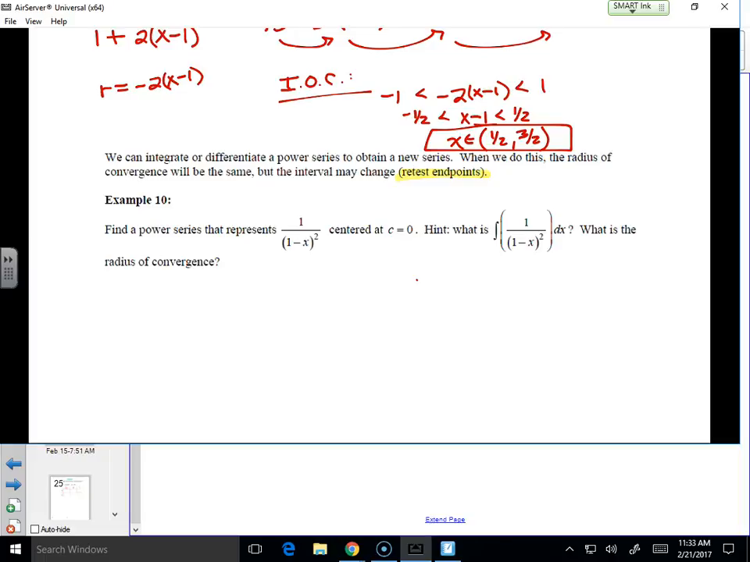Wait. Why did everything just change? Why on earth are they talking about integrating and differentiating a power series? Why can't we just use what we've been doing, which is building off of a geometric series? Why is this one different?